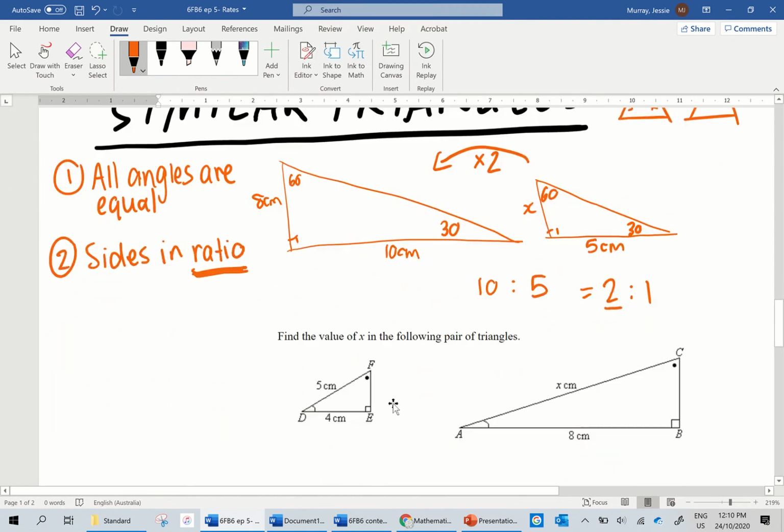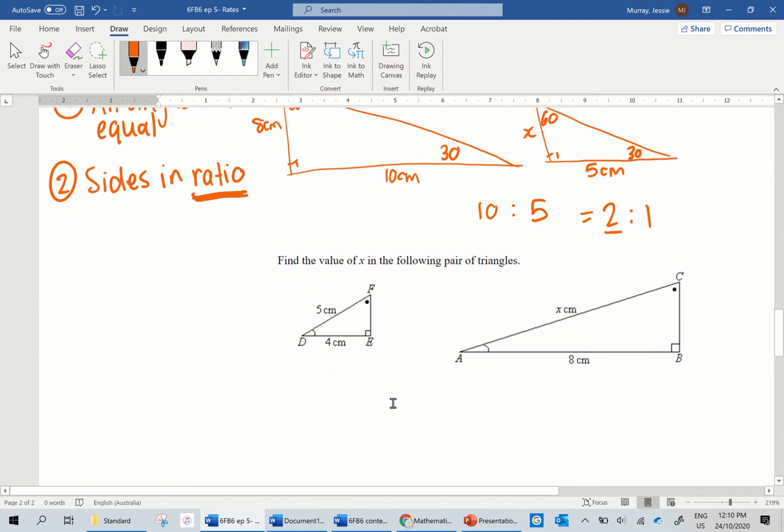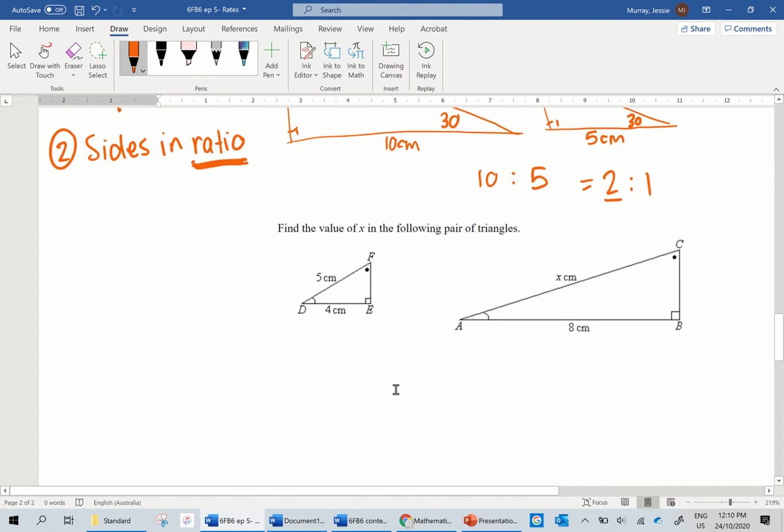So let's just quickly look at an HSC style of question. Find the value of X in the following triangles. Now, notice straight away they've shown us by these symbols that this angle here is the same as this angle here, and the dot means those two angles are the same, and then of course the right angles are the same. So you can assume they're similar triangles because they have equal angles.